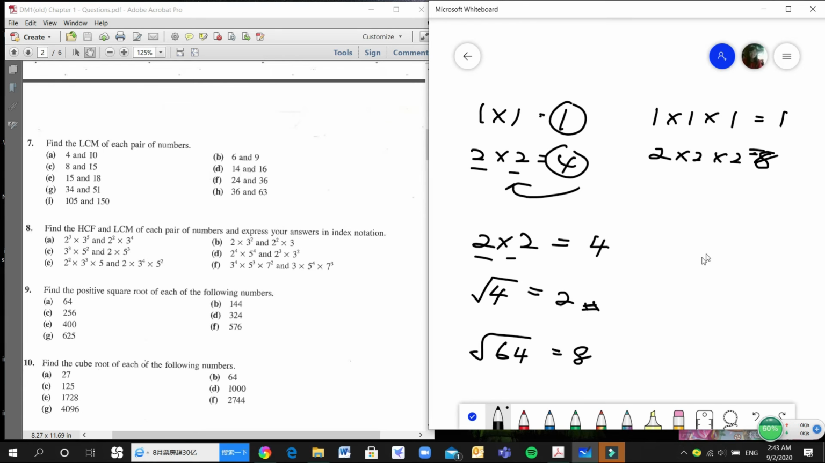So the symbol is like this, cube root. If let's say I want you to find the cube root of 8, it means you need to write 2. Now look at question 10a, the cube root of 27. Maybe you can try what number times together three times gives 27. You can try 3 times 3, 9. 9 times 3, 27. So I can say the cube root of 27 is 3.